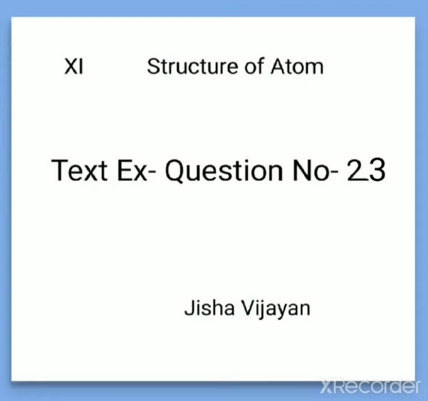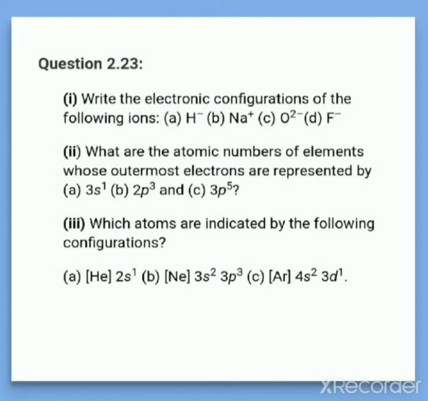Hello students, let us discuss some of the text questions in the text exercise, question number 23. Question number 23 has the following parts. First, write the electronic configuration of the following ions. Some of the ions are given, and you need to write the electronic configuration for these. So let us first solve this problem.